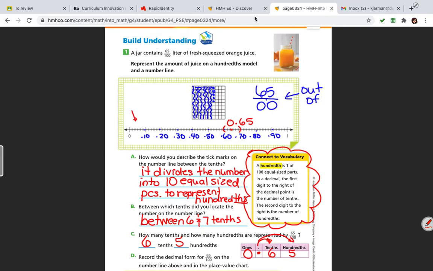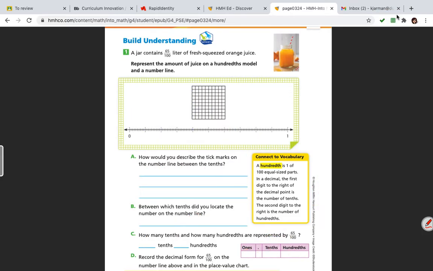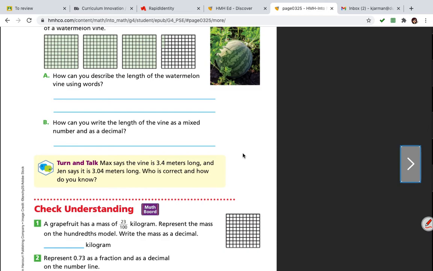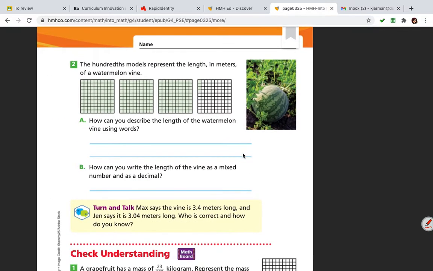If you'll turn the page. We're going to do the top section together, and then you can do the bottom section. So the hundredths model represents the length in meters of a watermelon vine. How can you describe the length of the watermelon using words? Well, first I want to look at this chart. It's shaded in green, it's a little hard to see.